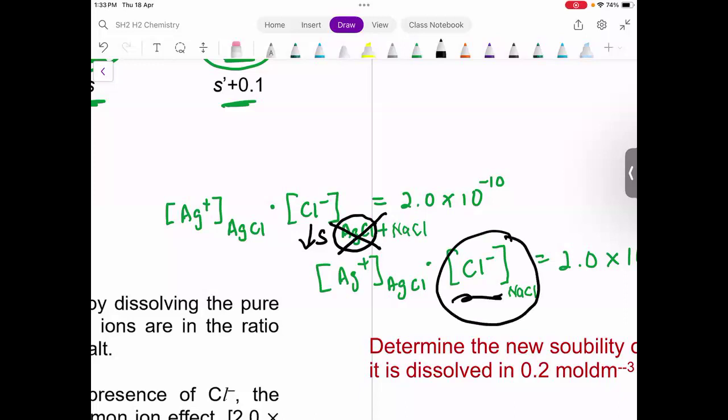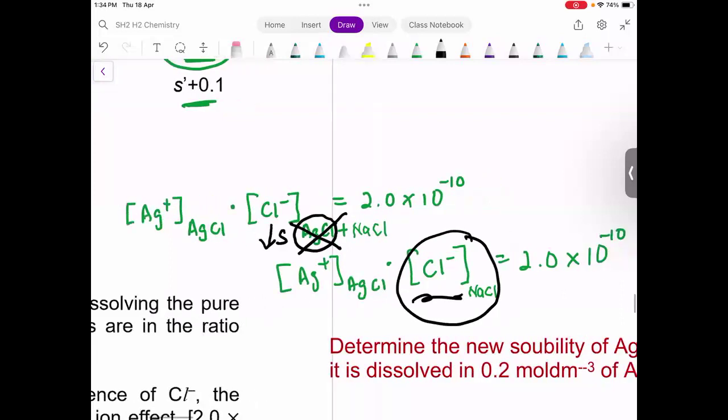Just like a strong acid suppresses a weak acid, this is a fully soluble salt suppressing the sparingly soluble salt. So the chloride will come solely from the fully soluble salt, negligible from your silver chloride. So you substitute this in and get the answer to your silver plus. And this answer will be your S prime.